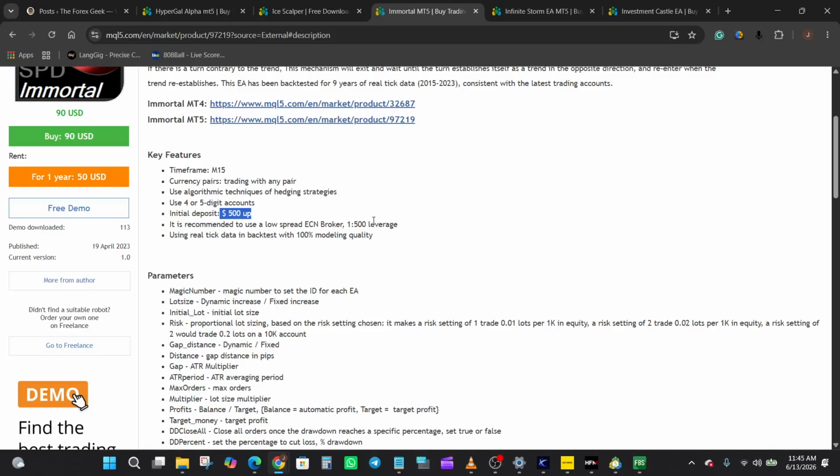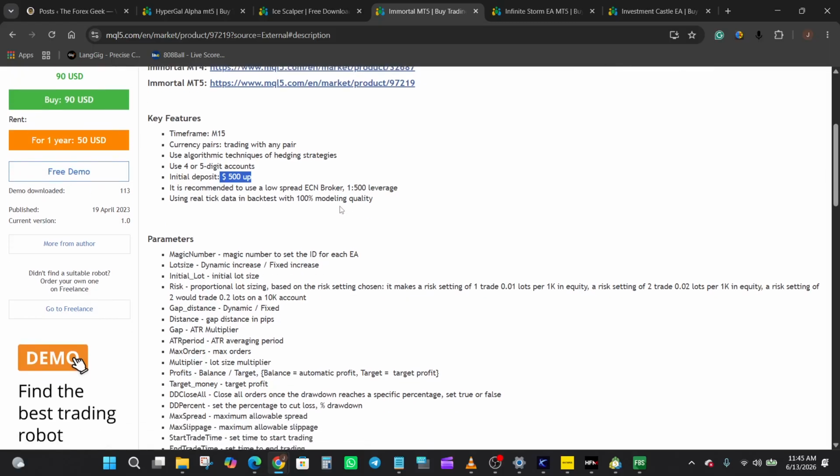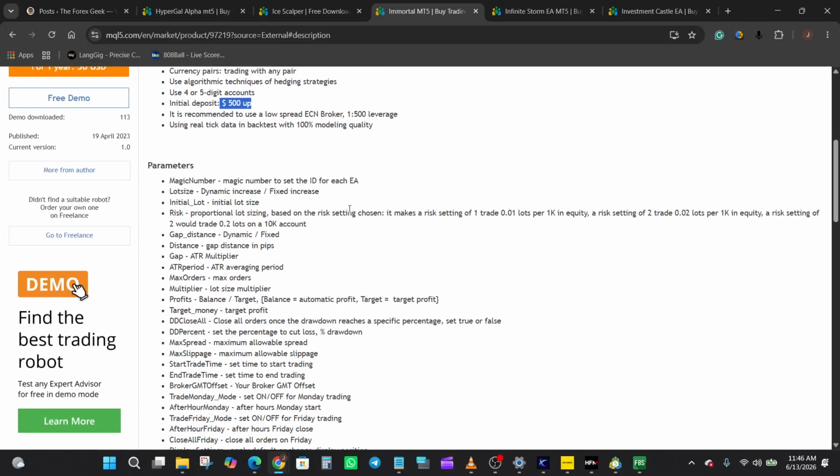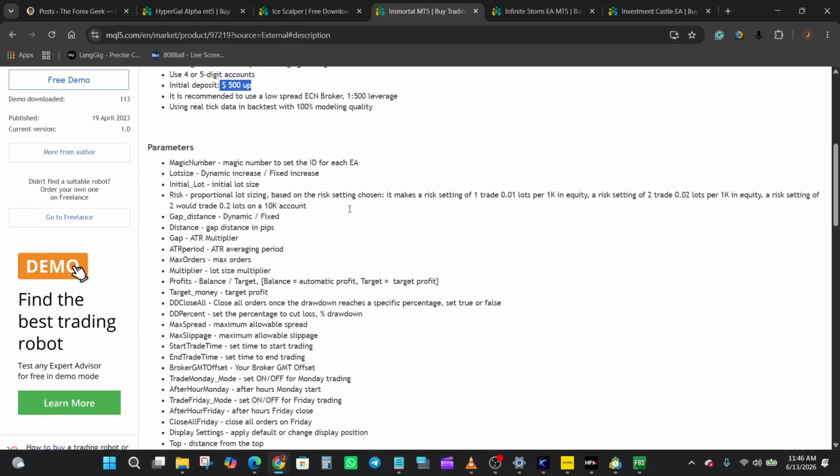Looking at the feature set and input parameters, one of the key areas of flexibility is position sizing. Traders can choose between dynamic lot sizing and fixed lot sizing, while the risk parameter allows trade volume to scale according to account equity. There are also settings related to gap distance calculations, ATR based adjustments, maximum order limits, and lot multipliers.